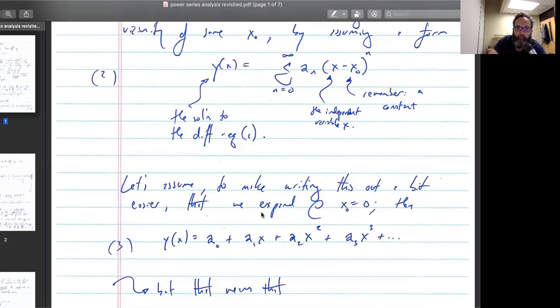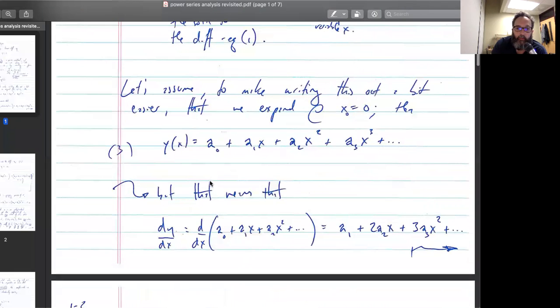So when we do that, we can write y of x is equal to a naught, some constant value, plus a1, again, we don't know what this coefficient a1 is, times x, plus a2, do not know what a2 is, times x squared, plus a sub 3, no idea what a sub 3 is, times x cubed, plus so on, higher order terms.